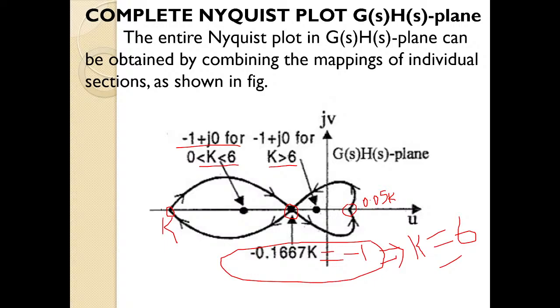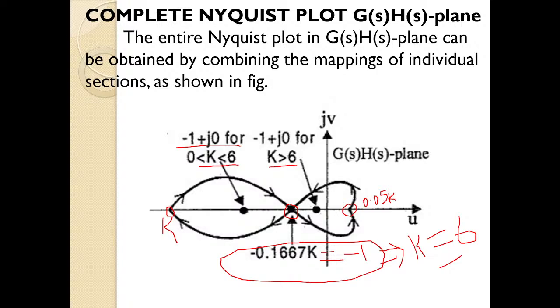Initially we assumed this is our -1 plus j0 point, and at that point we got k equal to 6. Now if we assume k is less than 6, this -1 plus j0 point will shift to the left side. If k is greater than 6, it will shift towards the origin. We already know higher values will be nearby to the origin on the negative real axis, and lower values will be far away from the origin, nearby to minus infinity.